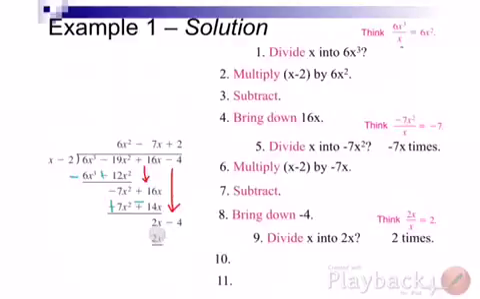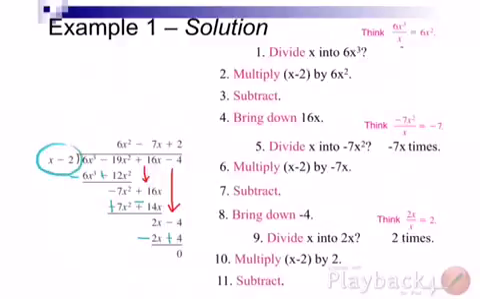X times 2 is 2x, 2 times -2 is -4, and my last step, so that was me multiplying, my last step then is to subtract. And when I subtract these ones, I end up with 0 as my remainder, because they cancel each other out. Okay, so like I said, when I divided the factor x minus 2 into the cubic polynomial, I end up with a quadratic as my quotient.